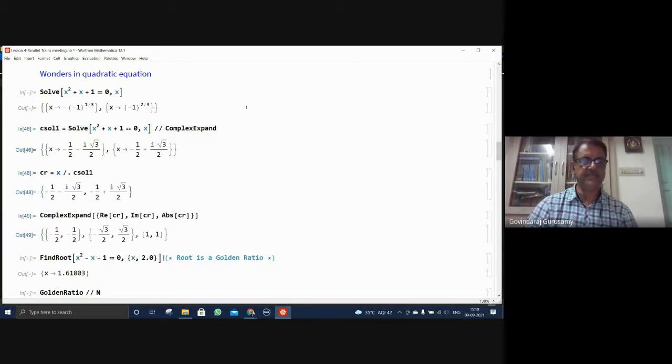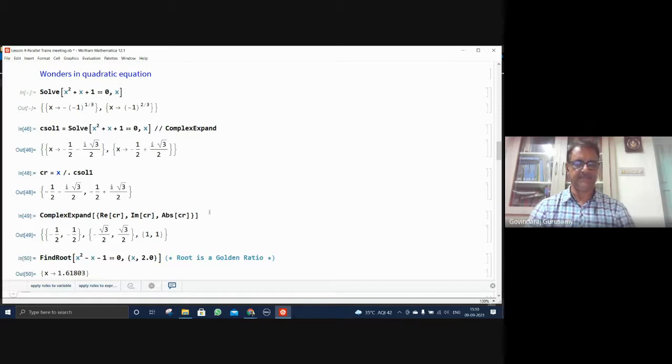The difference between this and this is that there's a minus sign here, and there's a minus sign here. Here x square equals x plus 1, and here x square equals minus of x plus 1. That's the meaning of that. Okay, we will enter it and see the number.